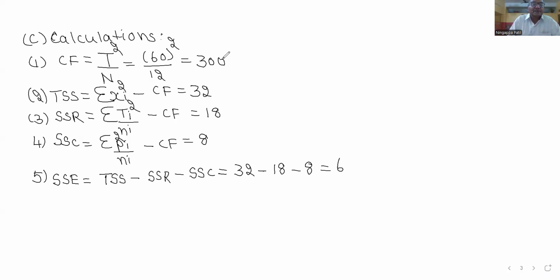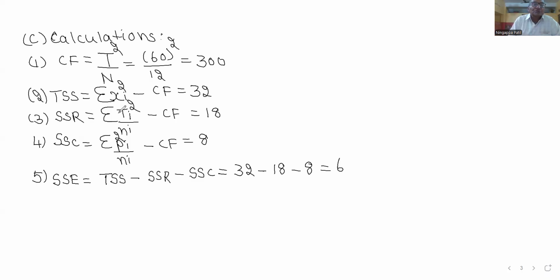You are getting 300. And TSS equal to, simply write the formula. The summation of xi squared minus the CF. If you don't know the formula, in the booklet these formulas are there. You see there and write only the formulas. Don't worry about these values. I will get them directly from the calculator.